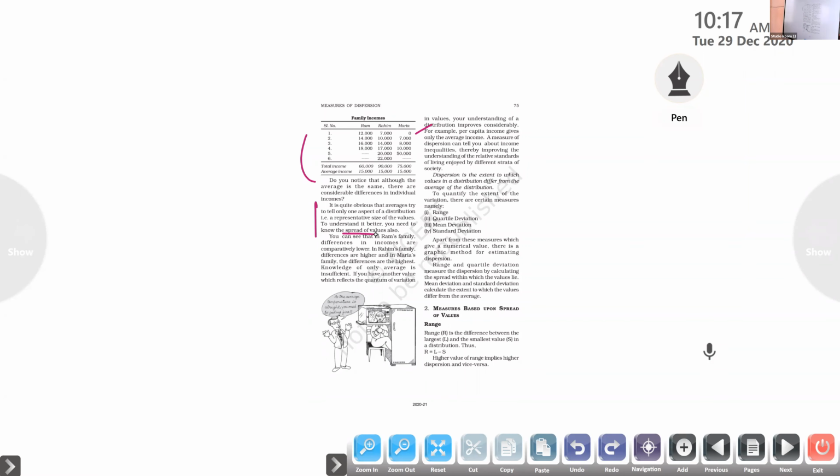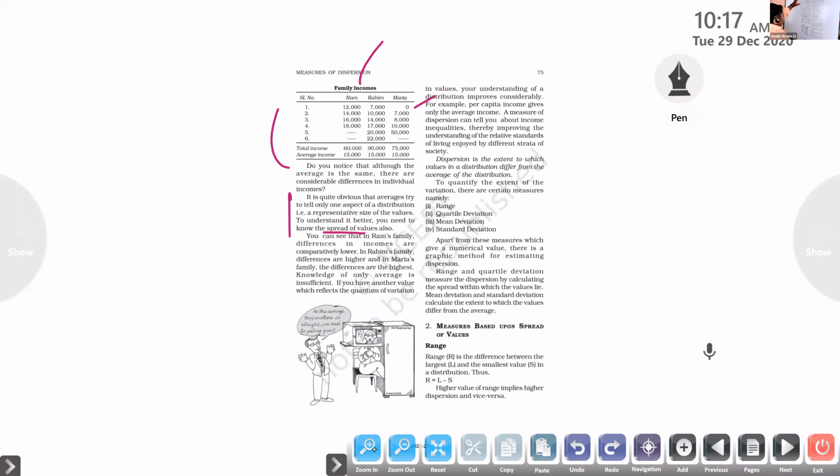You can see that in Ram's family, differences in income are comparatively lower. Income between these 4 members is 12, 14, 16, and 18, so there are not many differences. In Rahim's family, differences are higher, comparatively higher than Ram's family. Coming to Maria's family, the differences are highest. Knowledge of only average is insufficient.